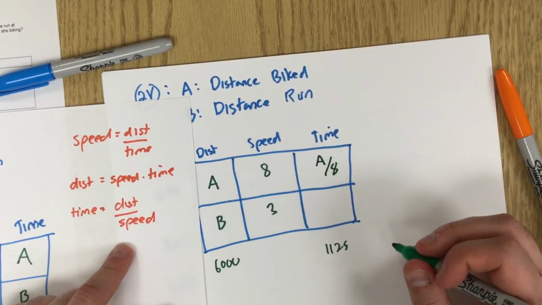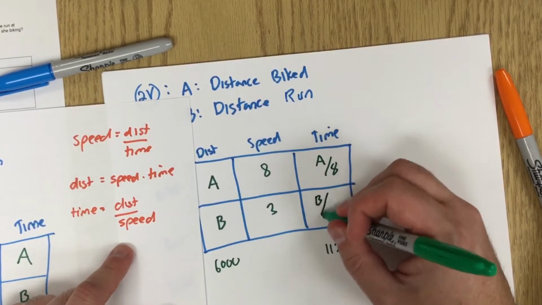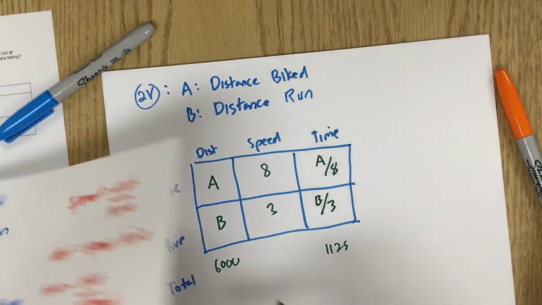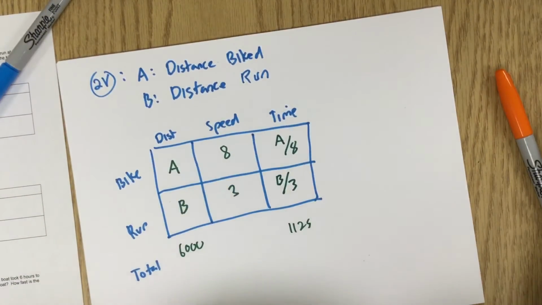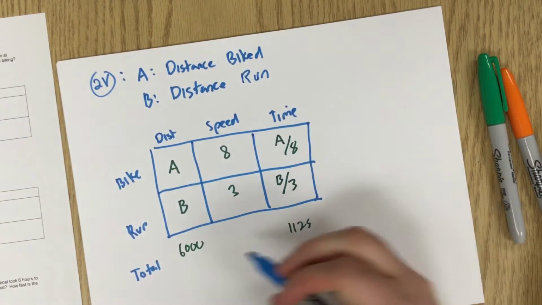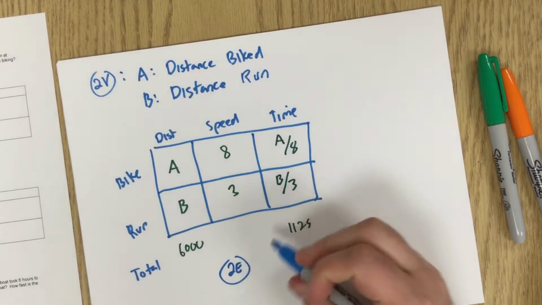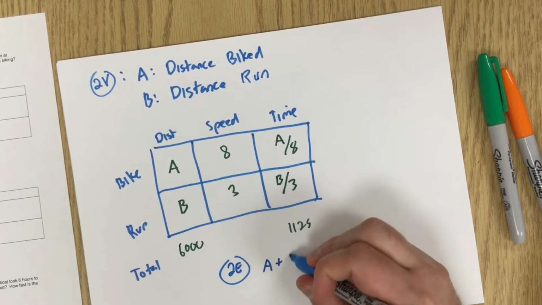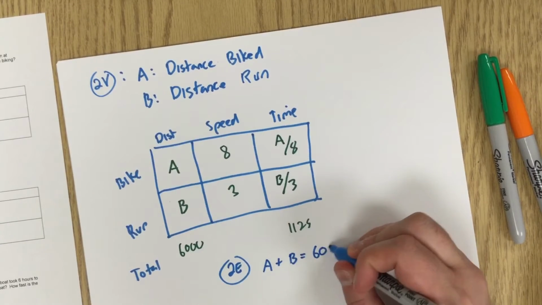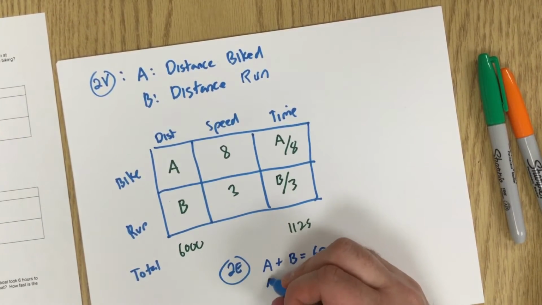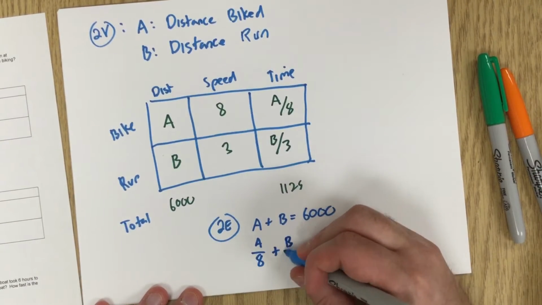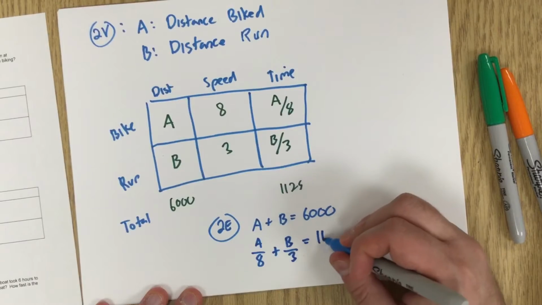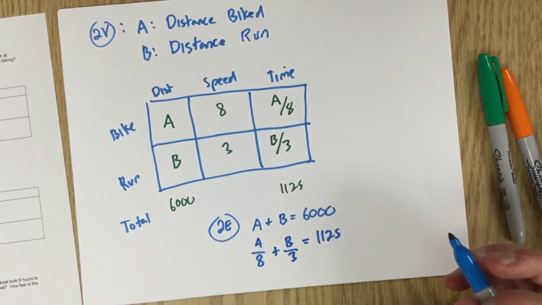So it's A over 8 and B over 3. Putting that together, we get for our two equations that A plus B is 6,000 and A over 8 plus B over 3 equals 1125.